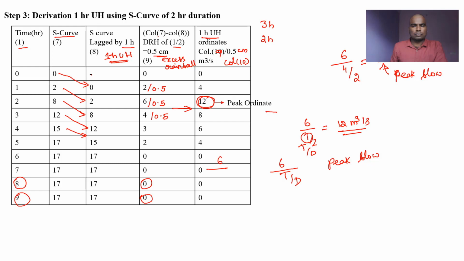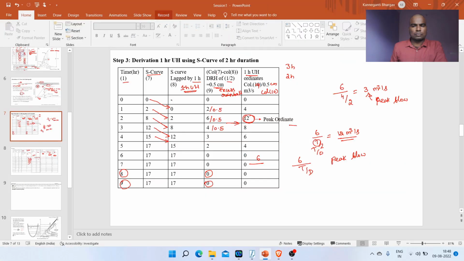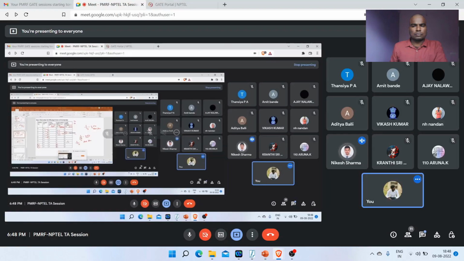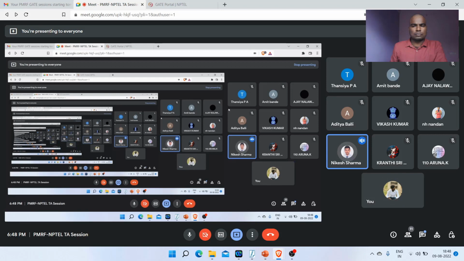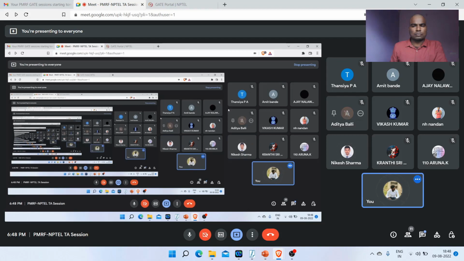Understood? I hope it is clear. Yes, sir, it was clear. So did you understand the shortcut? It will work for the peak flows. Yes, sir, it was interesting. So we just look at the difference between the ordinates, pick the maximum one, and divide with that 1 by 2 or 4 by 2, whatever it is.